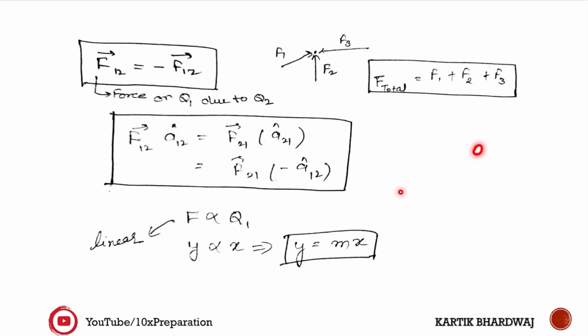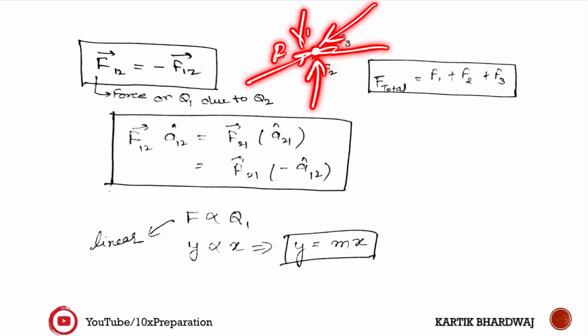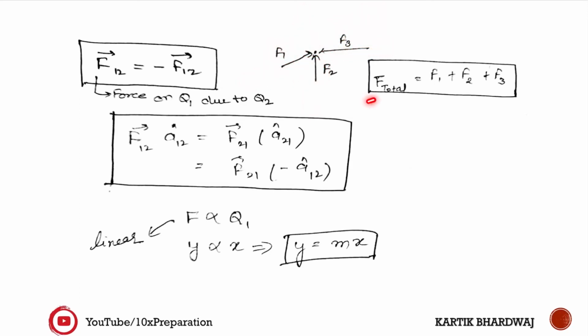Always keep in mind that if a point has several forces, suppose F1 is exerted from one charge, F2 from another, F3, F4, F5, so many forces can be there. The total force is simply the vector resultant of these forces. First find the resultant of two of them, then take the vector sum of that with F3, and again with the next, and you will get the appropriate answer.